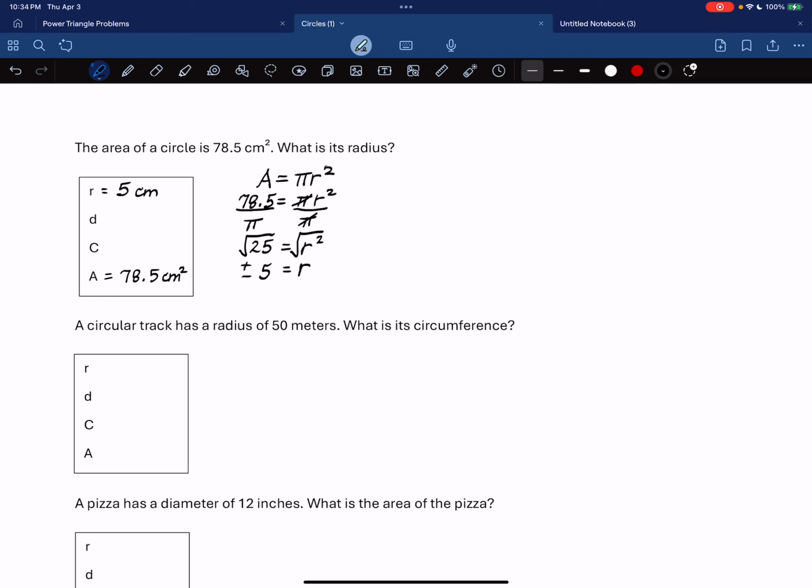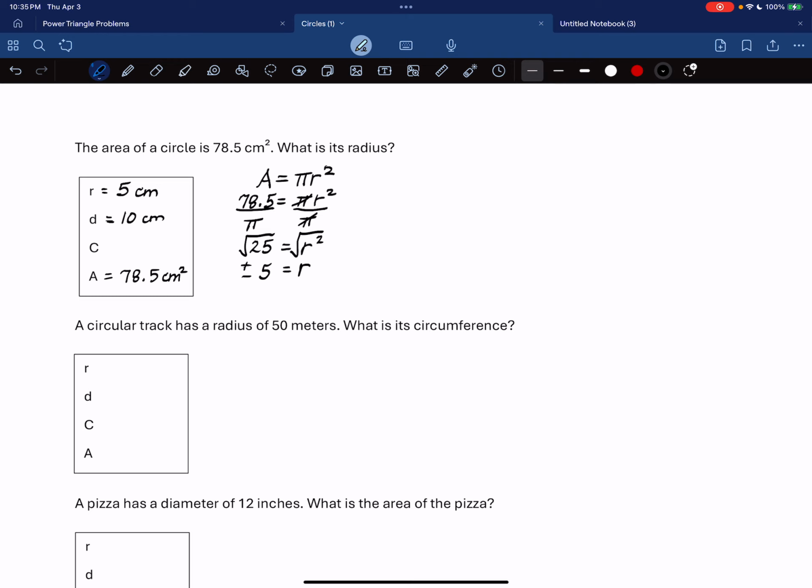And I do not have to worry about diameter or circumference. Diameter is easy to find. That would be 10 centimeters. But circumference, I won't put you through that. You know the formula if you needed to find it.